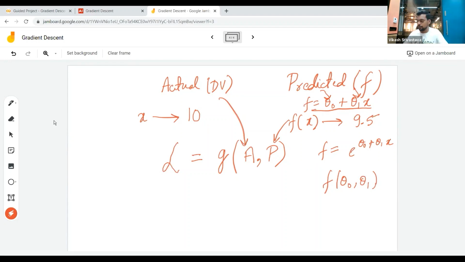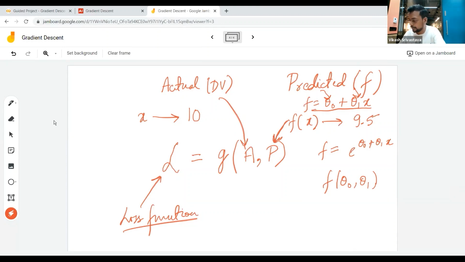So you know that this predicted value is coming from f, and the actual value is coming from the dv, right? Which is given, which is part of your training data set, right? So the idea is we need to find the minimum of this loss function. So this is called a loss function. Whenever you are training a model, essentially what you are trying to do is minimize this loss function. Okay.